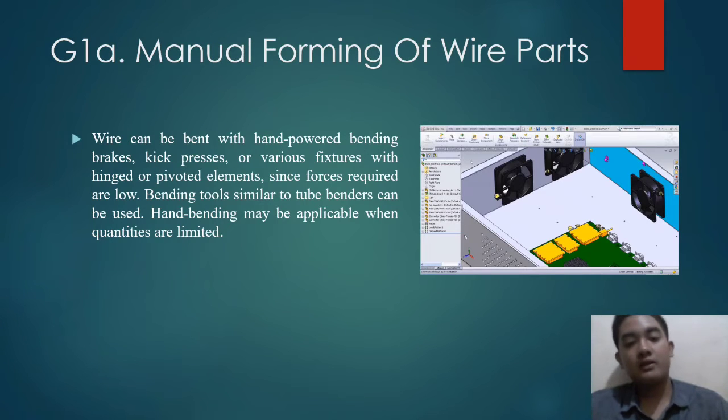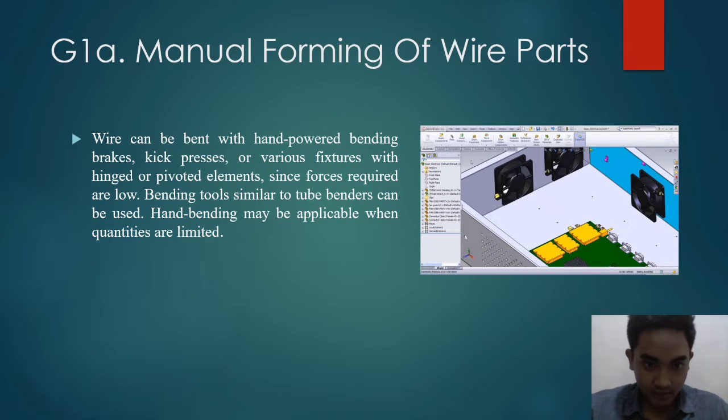The next is manual forming of wire parts. Wire can be bent with hand-pressed bending brakes, kick presses, or various fixtures with hinged or pivoted elements. Since the forces required are low, bending tools similar to tube handles can be used.